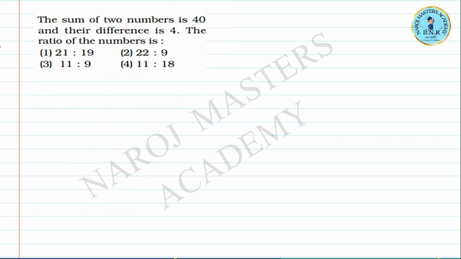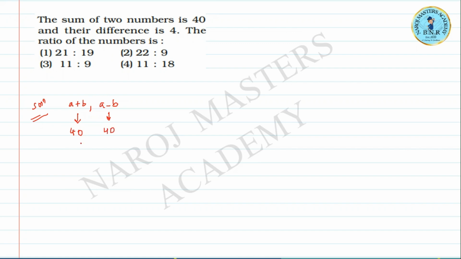Third question. The sum of the two numbers is 40 and the difference is 4. The ratio of the two numbers is asked. Consider the sum of the two numbers as a plus b and the difference as a minus b. Here they have given that a plus b is 40 and a minus b is 4.